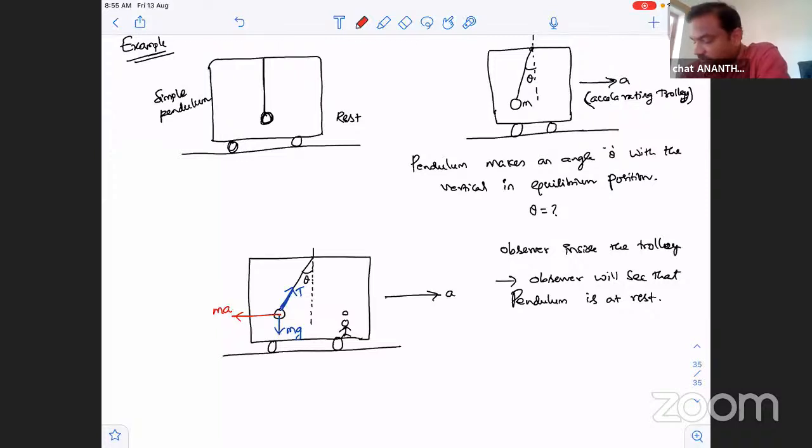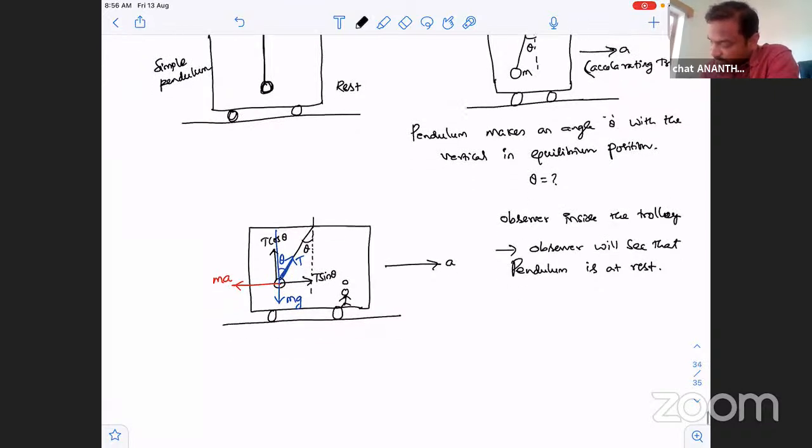The pendulum is at rest and I want to find out the theta value. For that, I extend this line. This angle will be theta. The string is making angle theta with the vertical. Then what components can I take? I can take the components of T. T cos theta is one component. What is the other component? T sin theta.